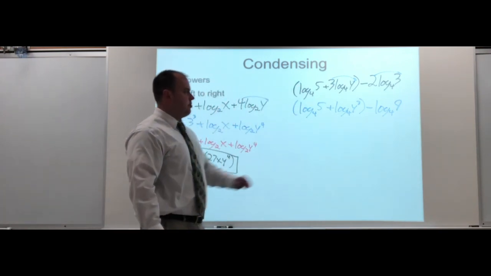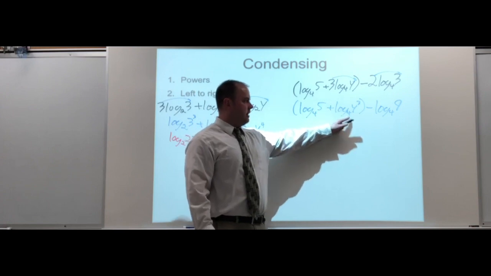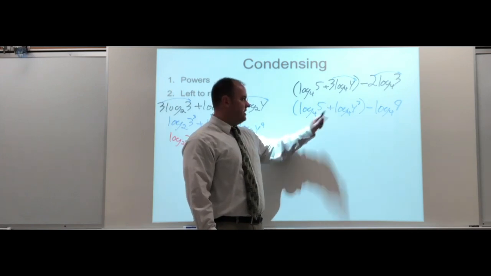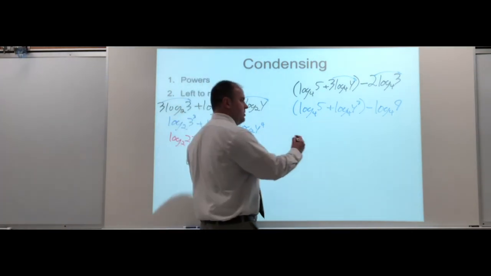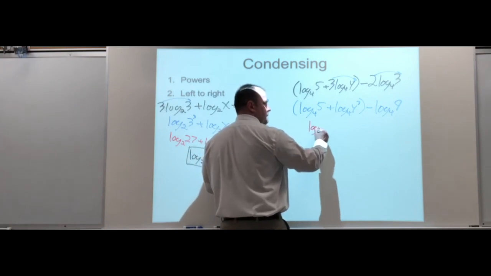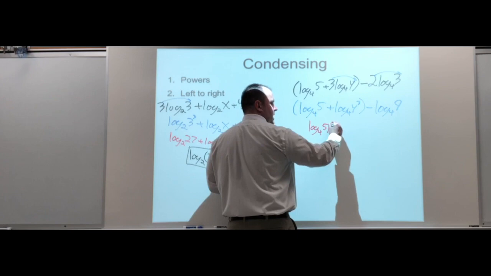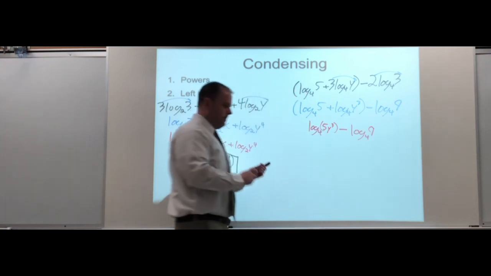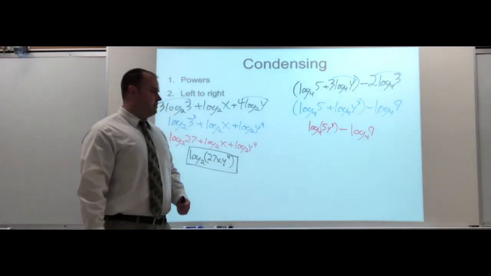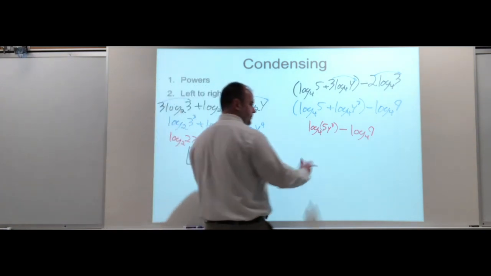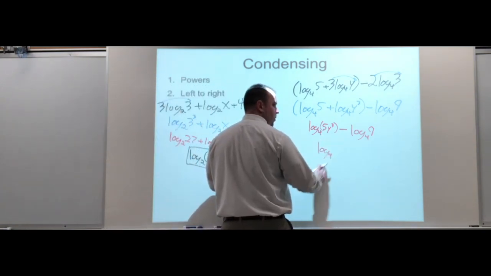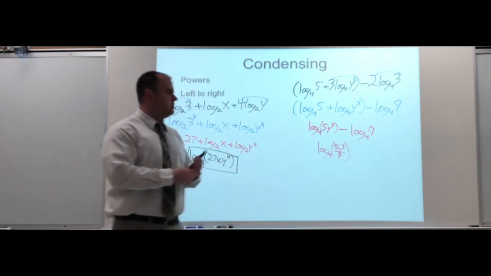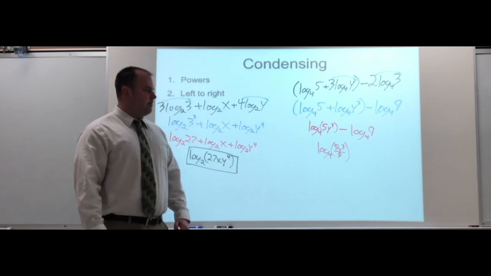Here we have parentheses, log base 4 of 5 plus log base 4 of y cubed. Those 2 logs are in parentheses because they need to stay together. So addition is the multiplication rule, so let's put those together. Log base 4 of 5 times y cubed minus log base 4 of 9. So we had our parentheses, put them together, now subtraction. Subtraction is the quotient rule. Log base 4 of 5y cubed divided by 9. Quotient rule is division, so we're just going to write it as a fraction there.